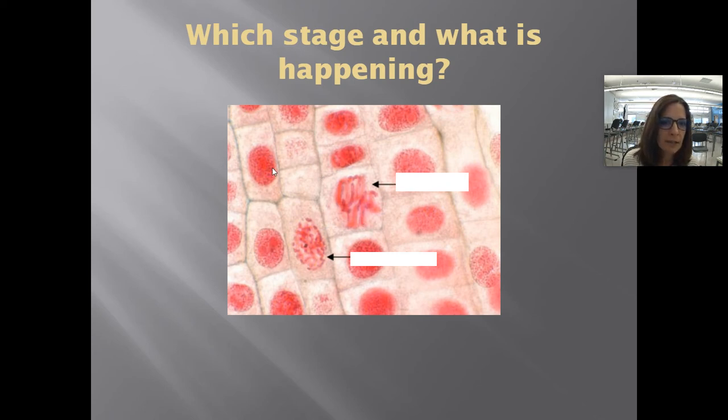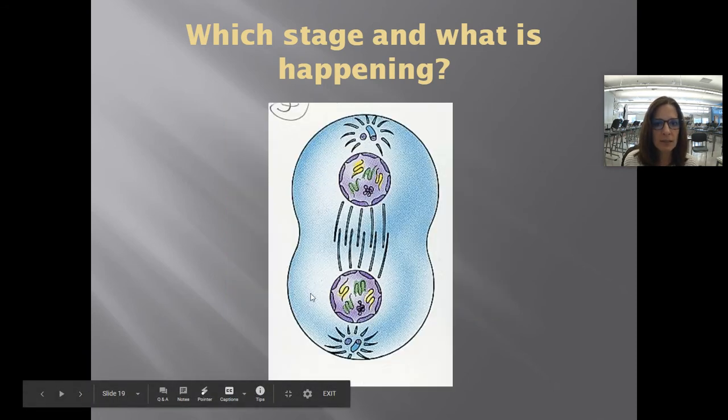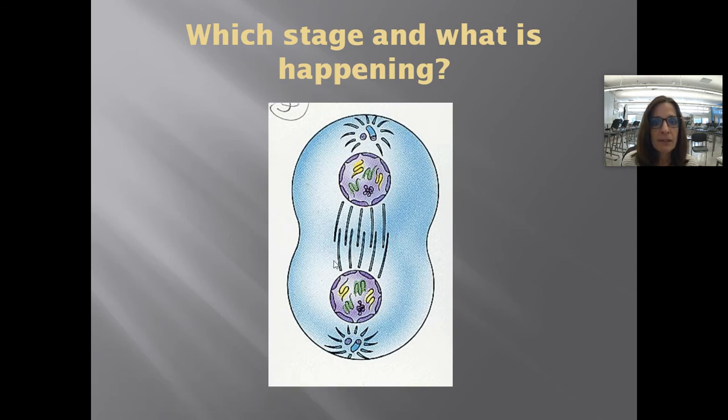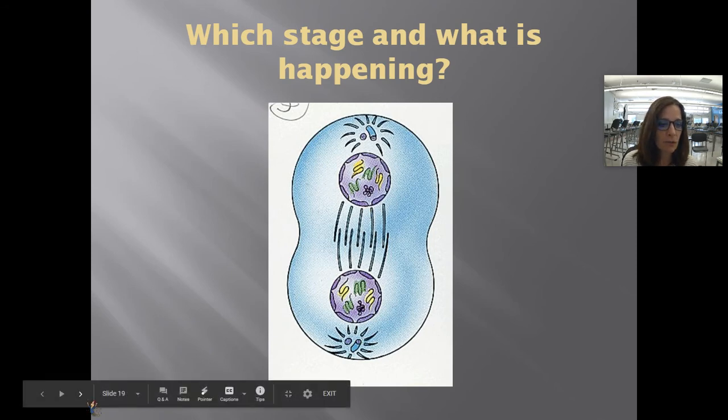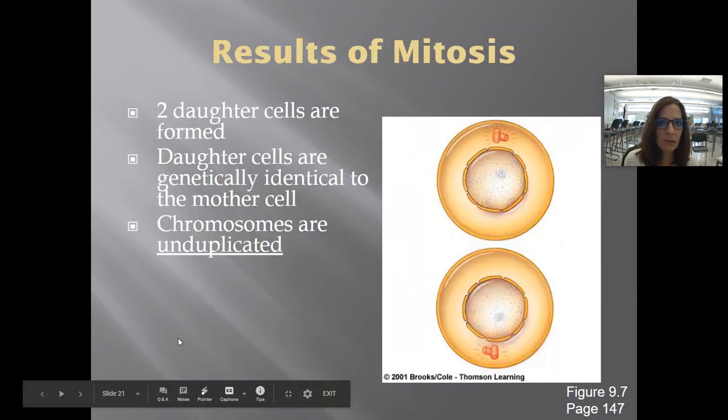If you look at these, these would be in interphase. And if you notice, most of the cells of this, I think it's an onion, are in interphase because that's where the cell spends most of its time. What about this one? This, if you guessed telophase, you are correct. And then these two, this would be metaphase.